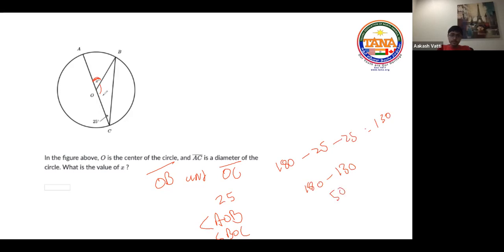Because what we calculated over here is this angle right here beforehand, and then we calculated the x value. So 50 is your answer. Any questions?